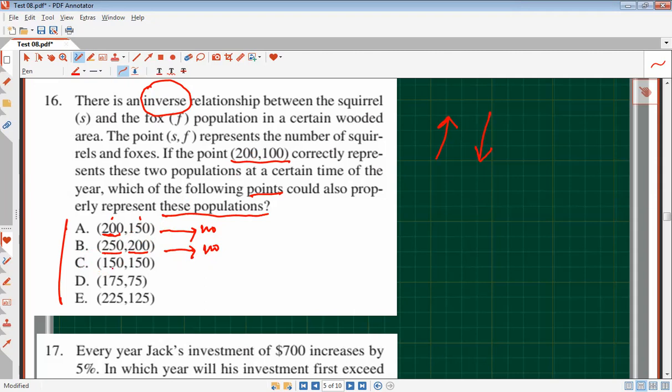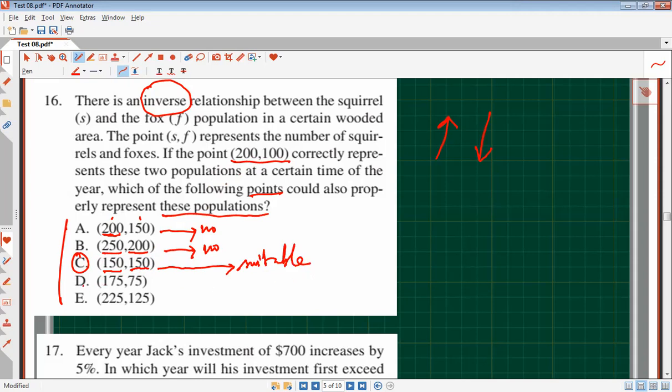Option C, this one, 150, decreases from 200, and this one is 150. Oh, and there is an inverse relationship here. So this is the one we need. This is the final result, suitable.